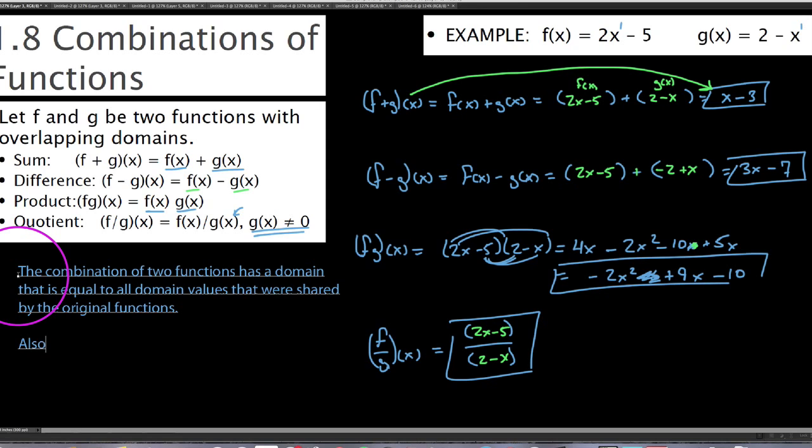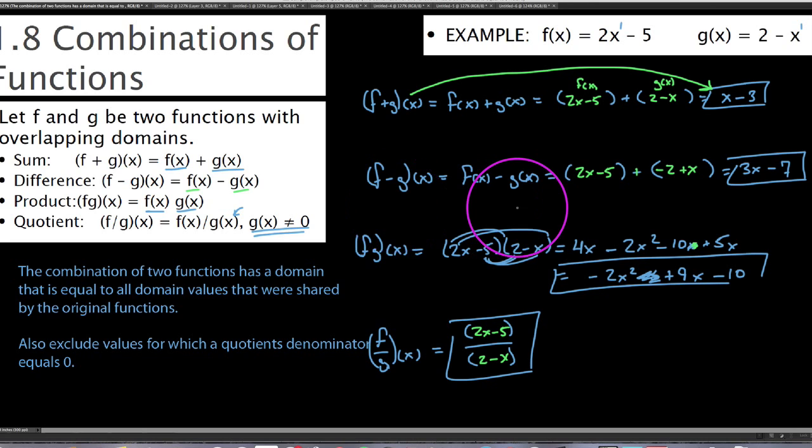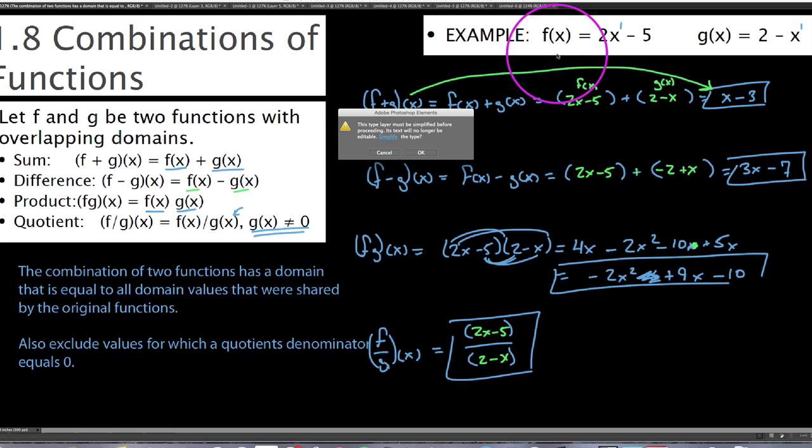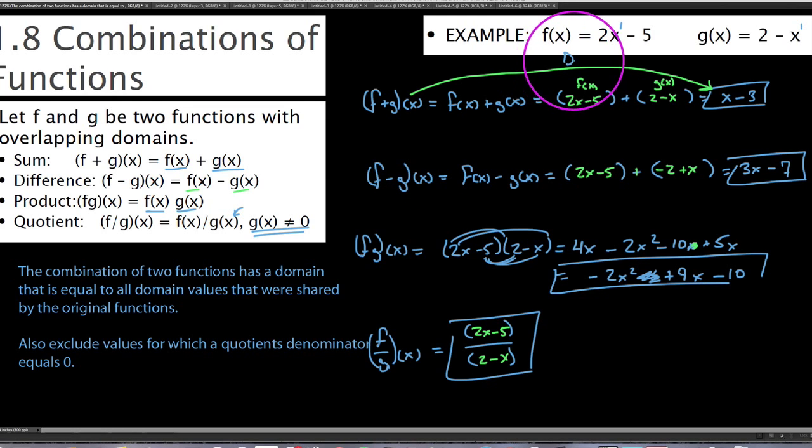There is one more stipulation here. We also exclude values for which a quotient's denominator equals 0. So we'll look at both of these instances, but basically what I'm saying is this. Since these are both linear functions, the domain of the first function would have been negative infinity to infinity. It's easy to just graph this and see it's a line, so it's defined for all values. The domain of this function, though, is negative infinity to infinity.